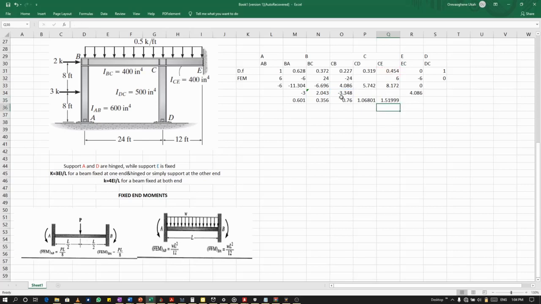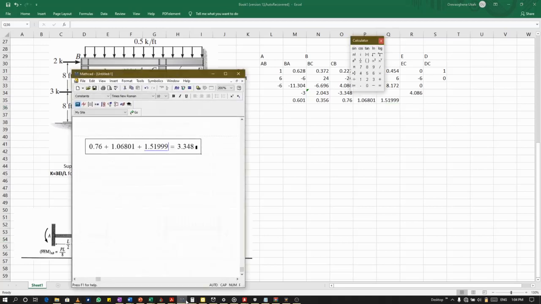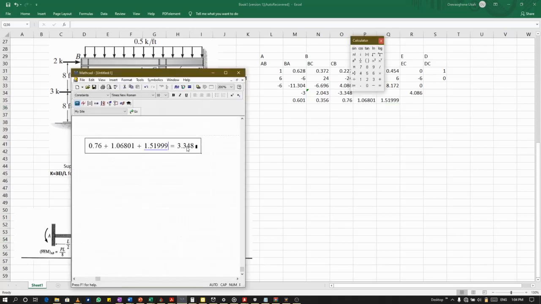So let me just explain a little bit on this balancing. I'm going to open my mask card. I've already done this before, so let me just explain what I did there. You see, I added everything that was balanced and it gave us back positive 3.348. So what we're balancing is this, that was minus 3.348. So when you add this together, it will give you 0. That's just what balancing is.